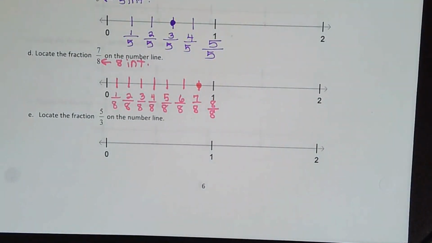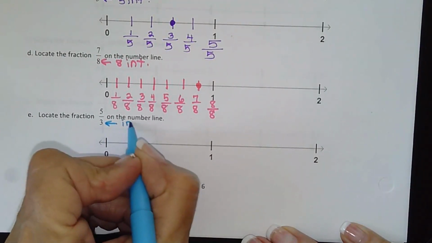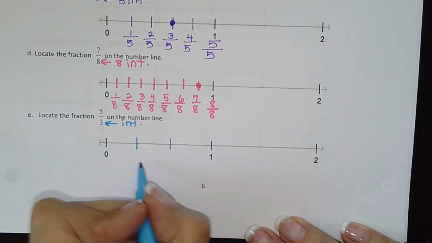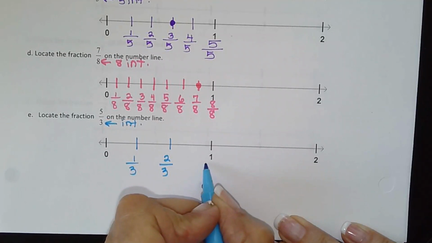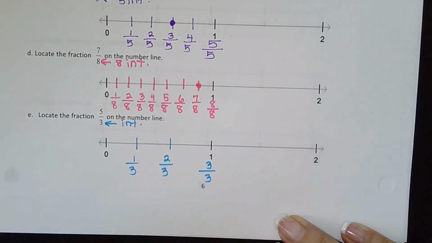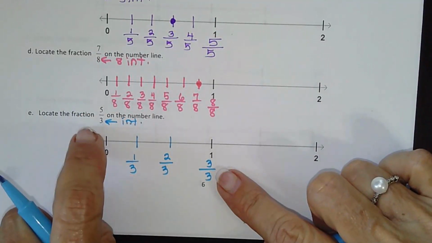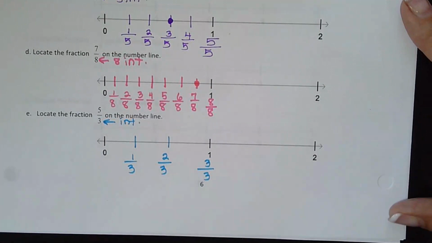And next we have 5/3. So this tells me to make 3 intervals. So 1, 2, 3. So this is 1/3, this is 2/3, this is 3/3, and I can see I haven't gone far enough because 3/3 is 1 and 5/3 is larger than 1. That means I need to do the same thing with the next interval.